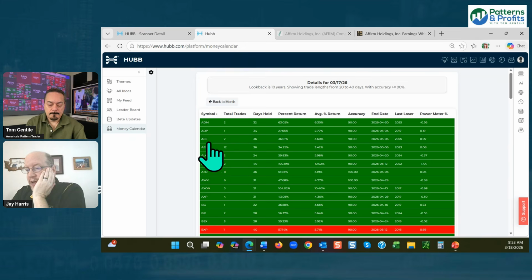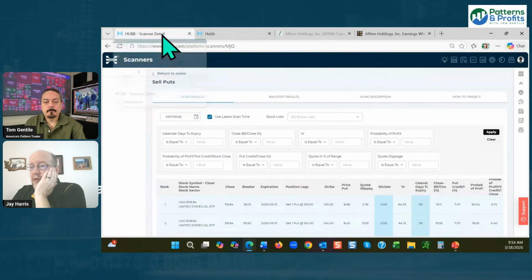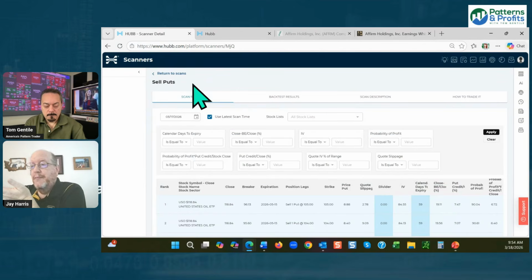And if I alphabetize this, which I did, I don't see AFRM. It's not a deal breaker. It just means the AFRM that we found doesn't also have the bullish money calendar pattern for it, but it meets the sell put scan.